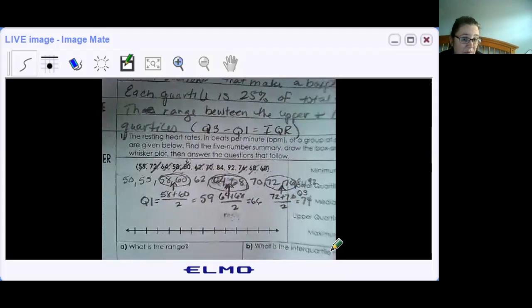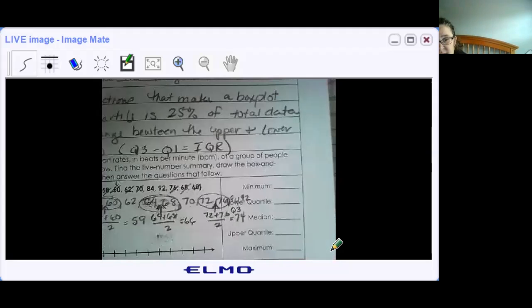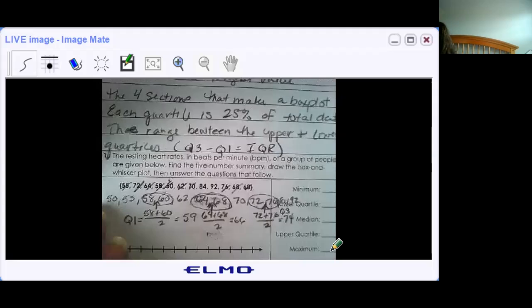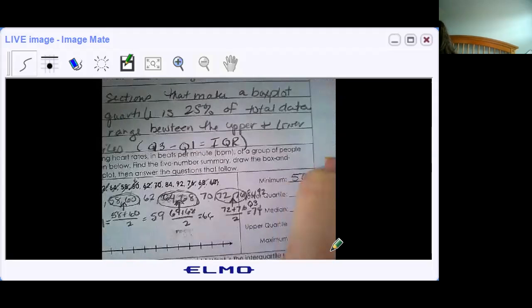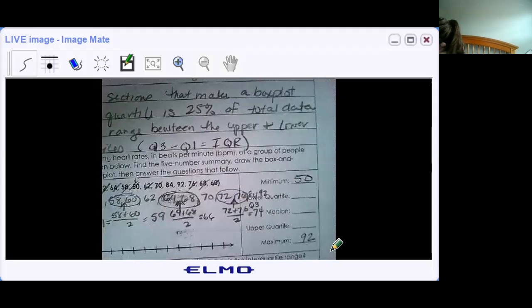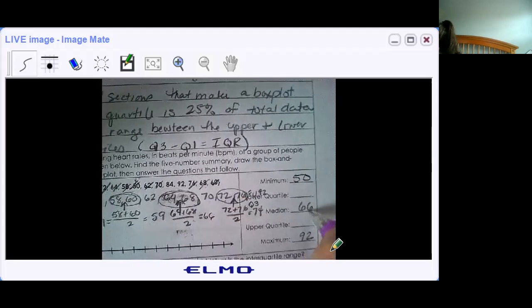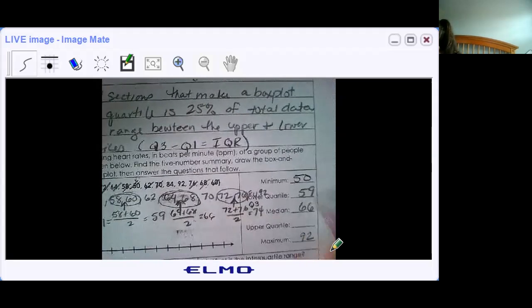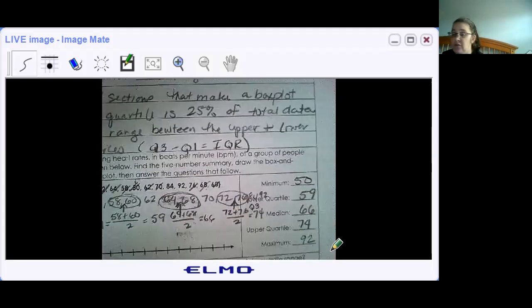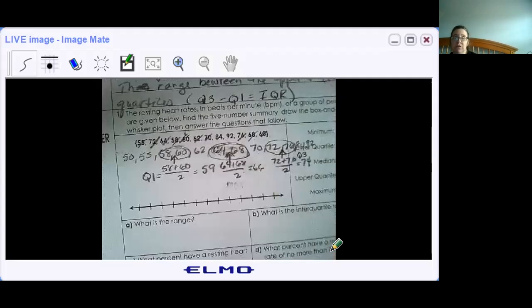Now I can fill out some information before I start to draw my picture. My smallest number, my minimum, was 50. My biggest number, my maximum, is 92. My number in the middle, my median, is 66. My lower quartile is 59. And my upper quartile is 74. Well, what does that have to do with drawing a box on a number line? Everything with how the box is structured.